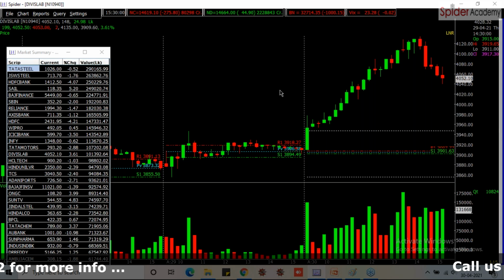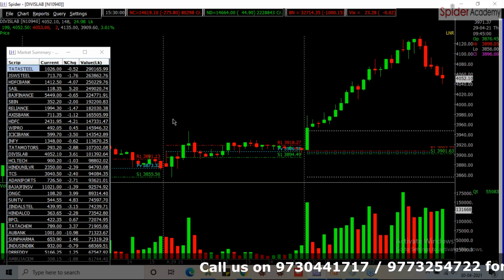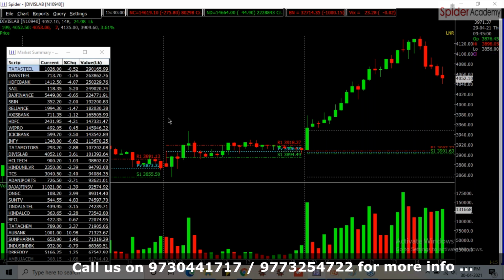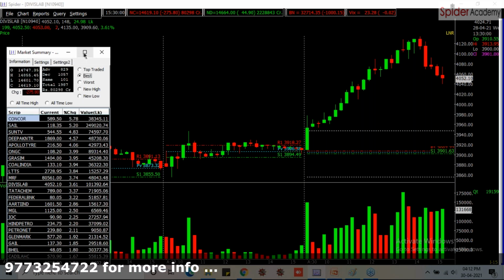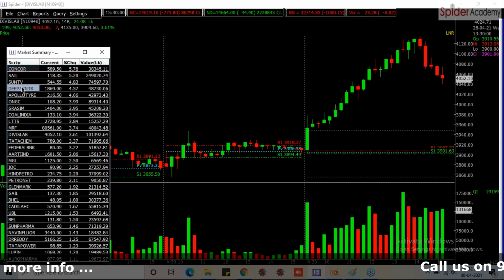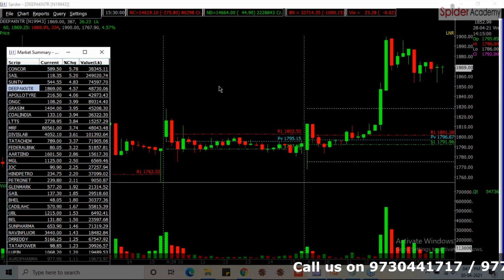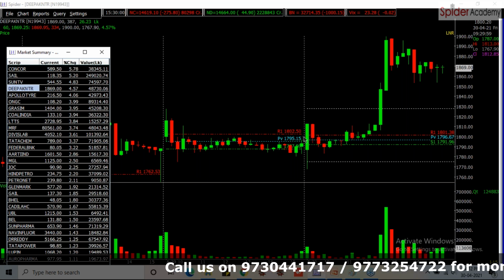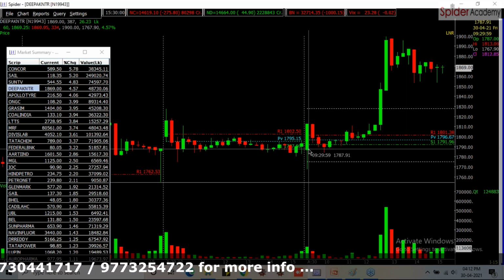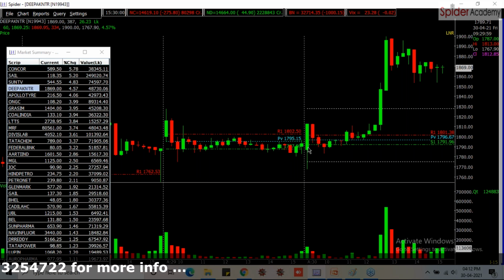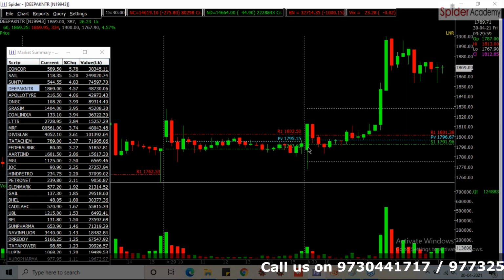After this, we have some more examples for today only. Let's say I minimize this option and go to the best option. Here we got Deepak Nitrate. If I go for Deepak Nitrate, we can see that today's CPR is inside the previous day's CPR, and in the morning we got huge volume coming up and confirmation. In this way we will be filtering the stocks.